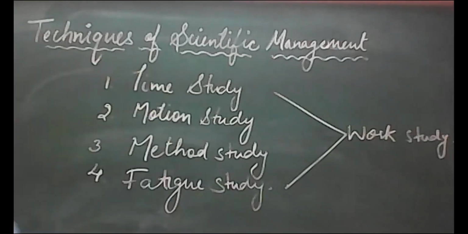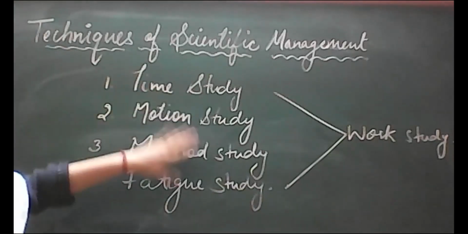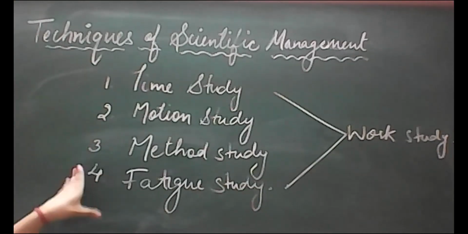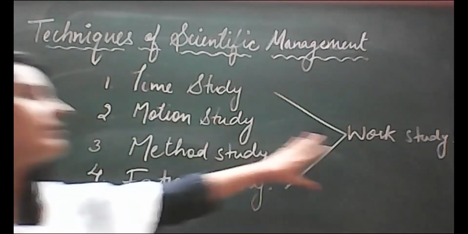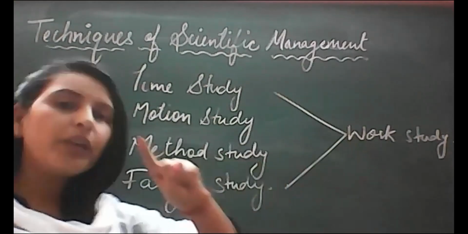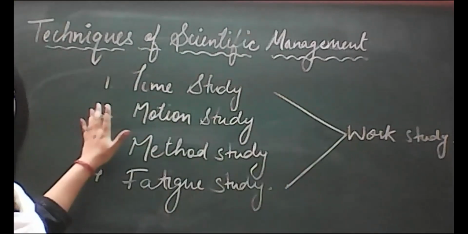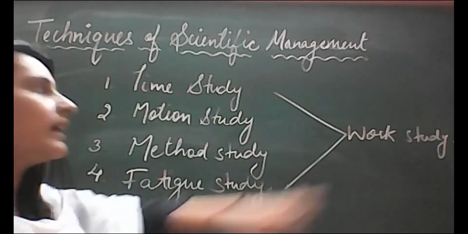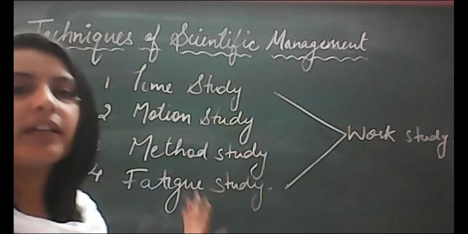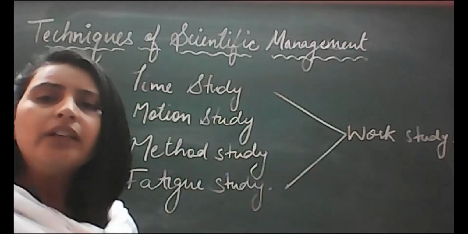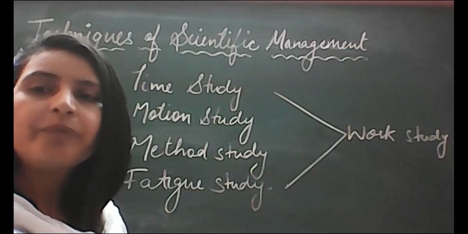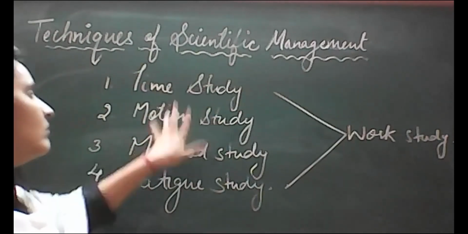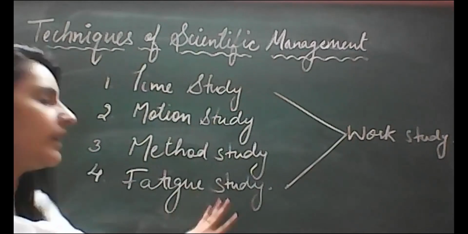So these techniques, time study, motion study, method study, fatigue, these are 4 different techniques, but they are collectively called as work study. When the question will come, they will come individually, separately they will be there. It is not like they asked work study so you have to write all four, that does not happen, right? You are supposed to write them separately: time, motion, method study, and fatigue study.